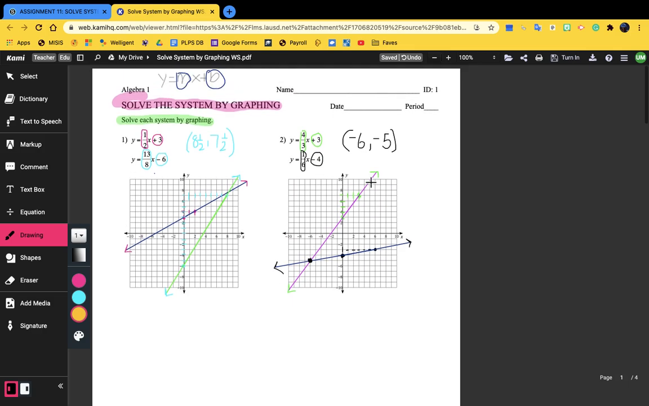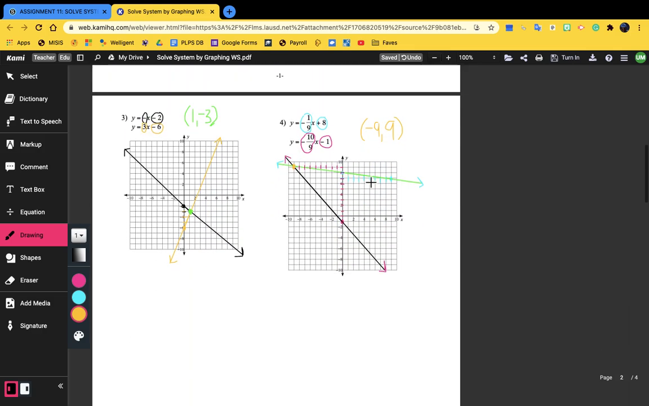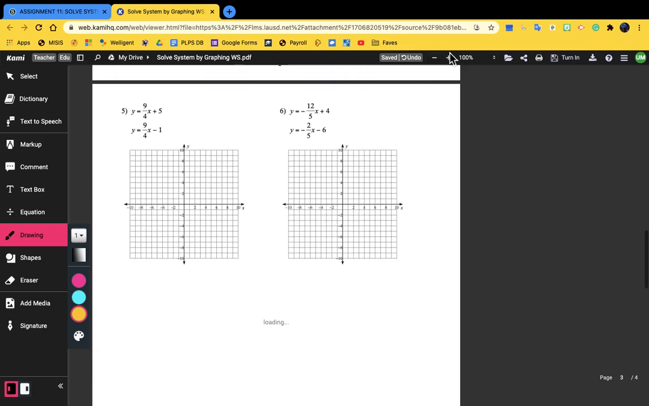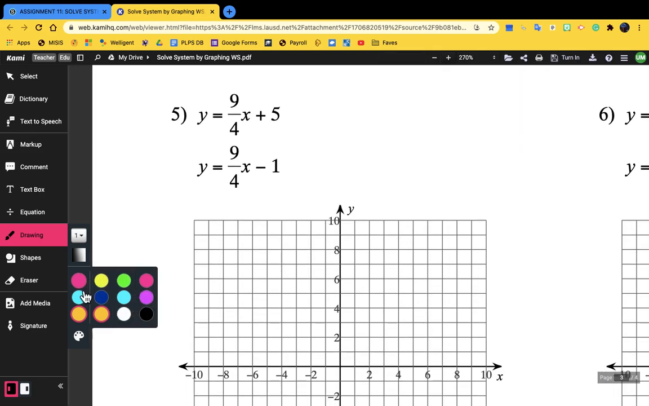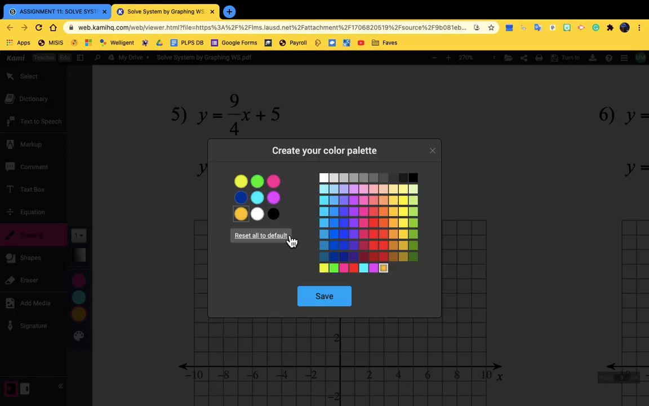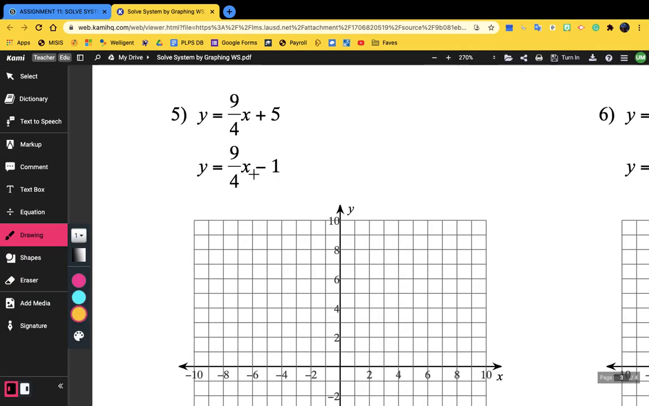There's the first 2 on the first page, second 2 on the second page, and let us do the last 2, kiddos. Okay, so let's pick some colors. Pick some other colors. Look at this. Let's go with purple. Save. There we go. So, wait, what? What happened there? Undo. There we go.